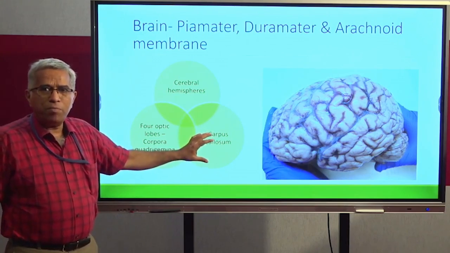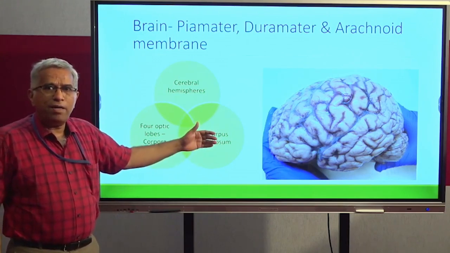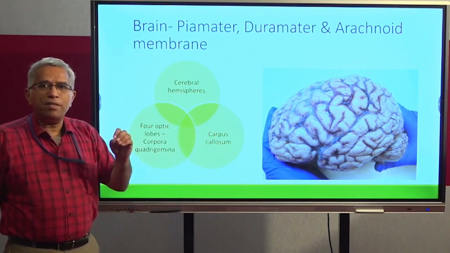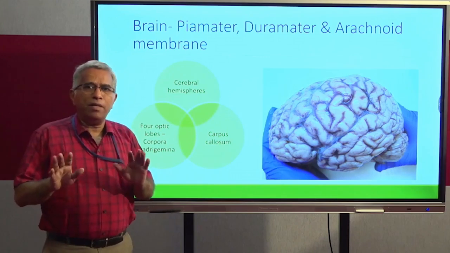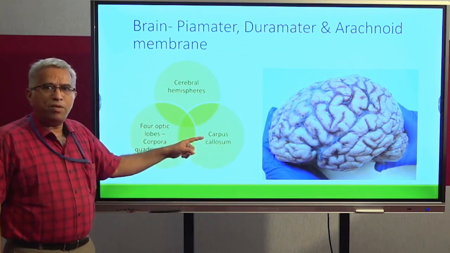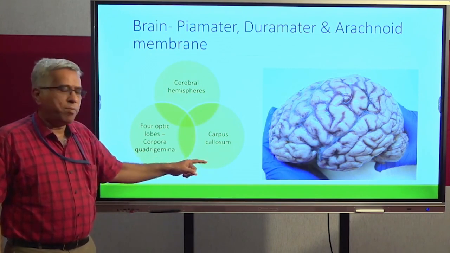So corpus callosum is a nerve band that connects the right and the left cerebral hemisphere only in case of placental mammals. We will learn about placental later. For the time being, you remember that corpus callosum is one of the important qualities of mammals.